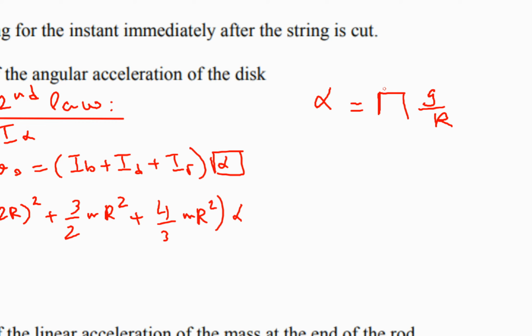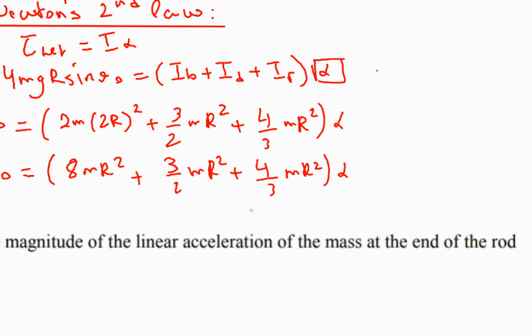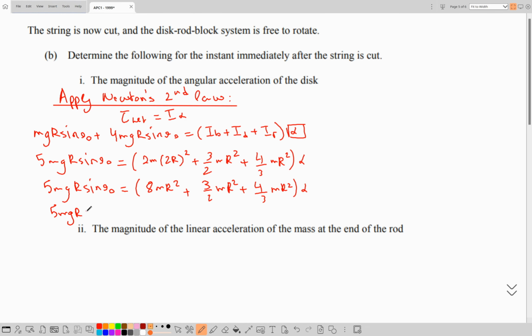And here the coefficient depends on the engineering of the problem. Now here we would have 8 mr square plus 3/2 mr square plus 4/3 mr square multiplied by alpha. And if we add the following fractions given by 8, 3/2 plus 5/3, we would have 65/6. Then that would be 5 mgr sine theta 0 given by 65/6 mr square multiplied by alpha.